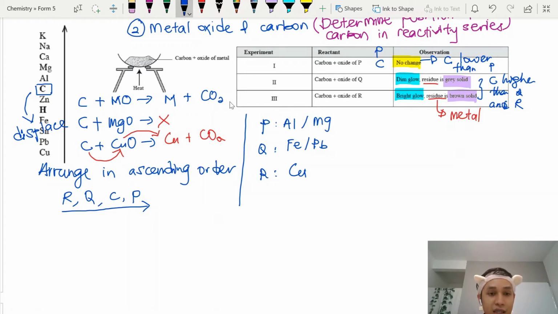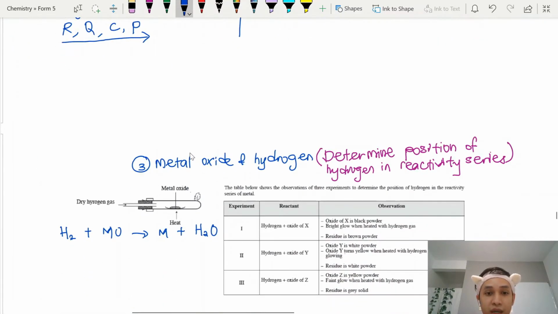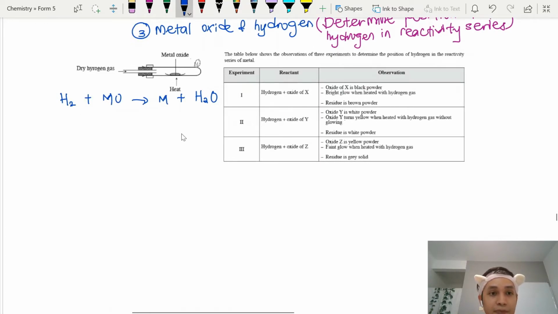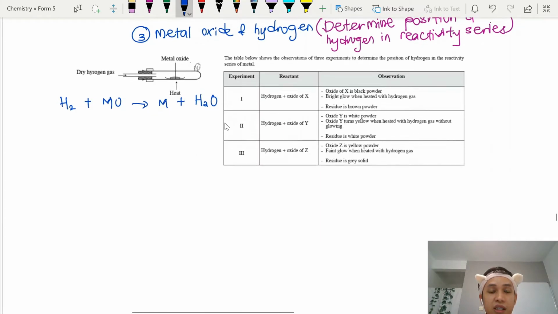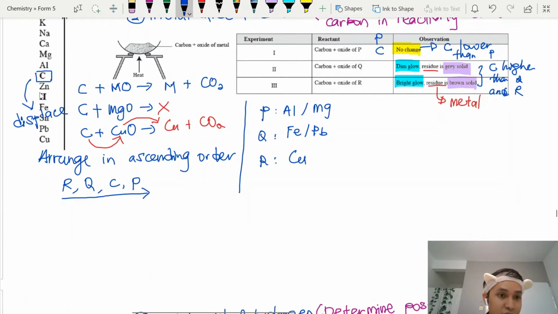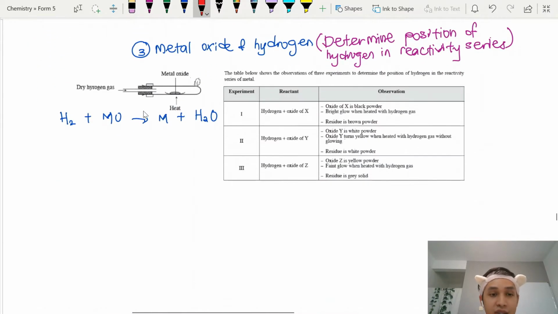So if you can understand how we identify or how we arrange the metals for the carbon in reactivity series, then you will be able to do it for your hydrogen. It's exactly the same method. We see whether the hydrogen can displace the metal. For hydrogen, it's better. Why? Because hydrogen can only displace 4 metals only. If you look here, let me remove this first. Below hydrogen only you got 4 metals: iron, tin, lead, and copper only. Other than that, the hydrogen cannot replace any. So this is the reaction.